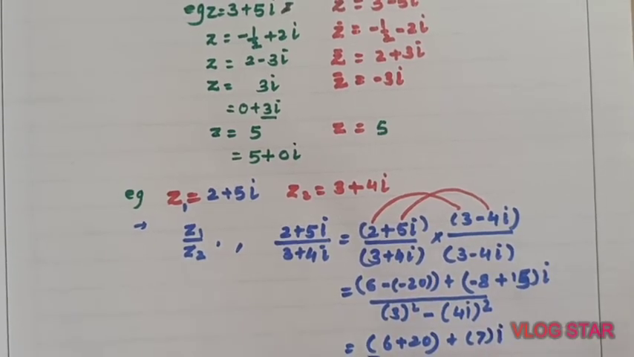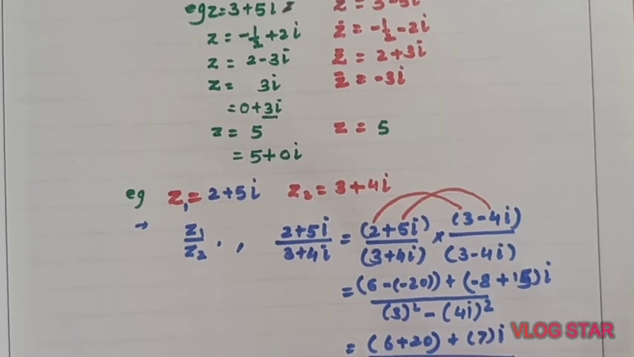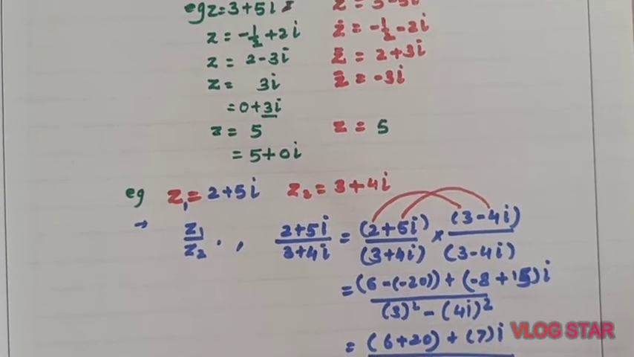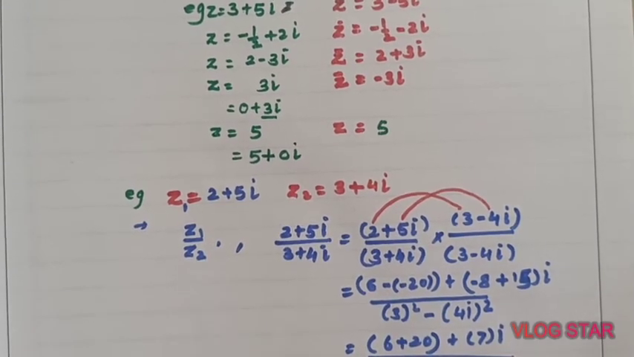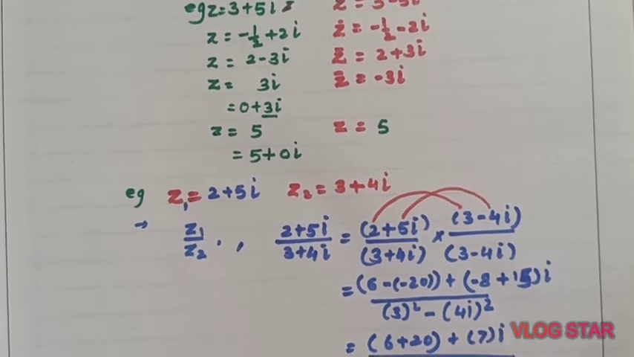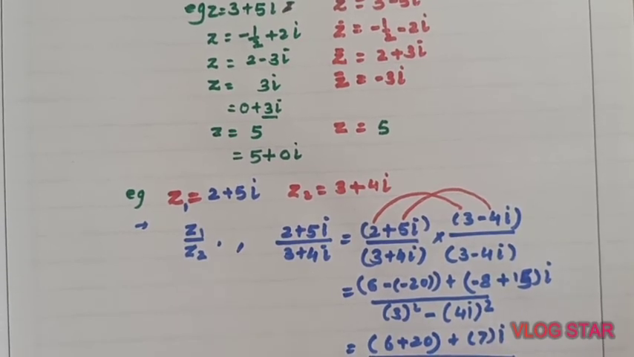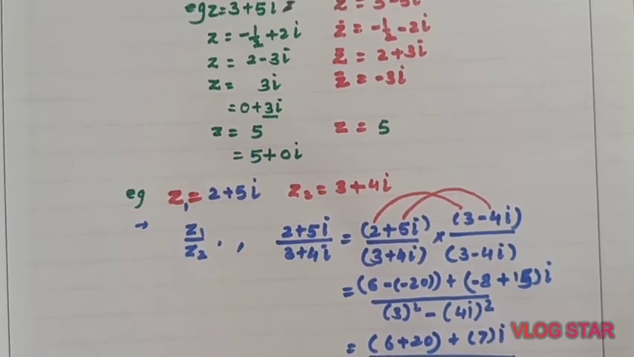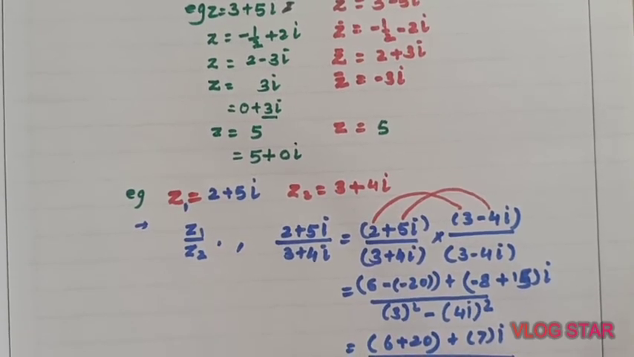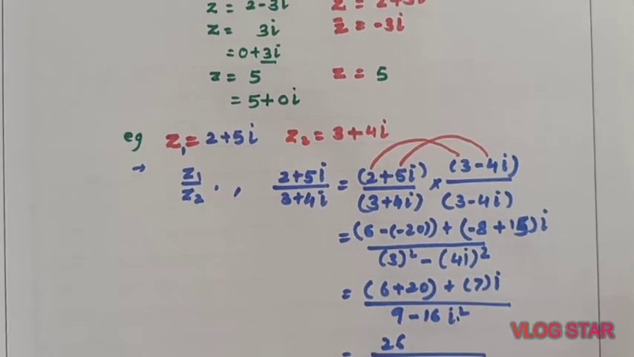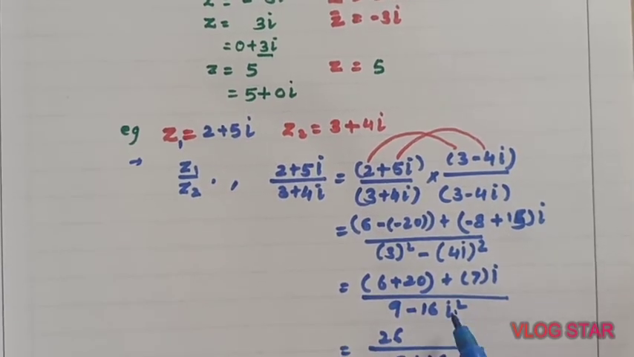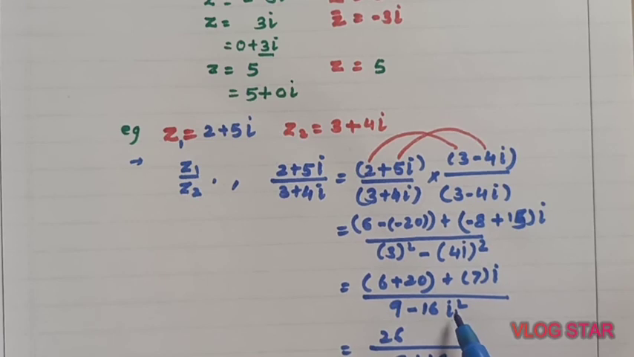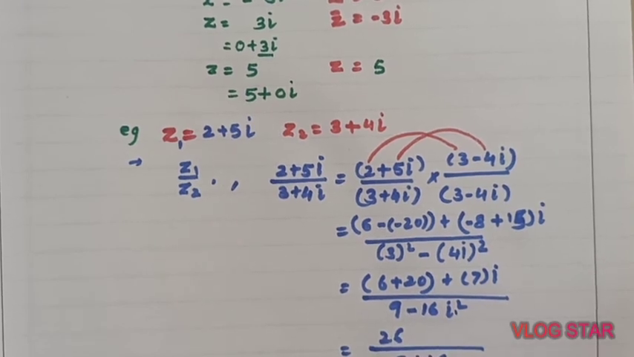i. So the denominator would be 9 minus 16i square, but i square is negative 1, so negative into negative is positive, so this is 9 plus 16. The numerator is 26 plus 7i.